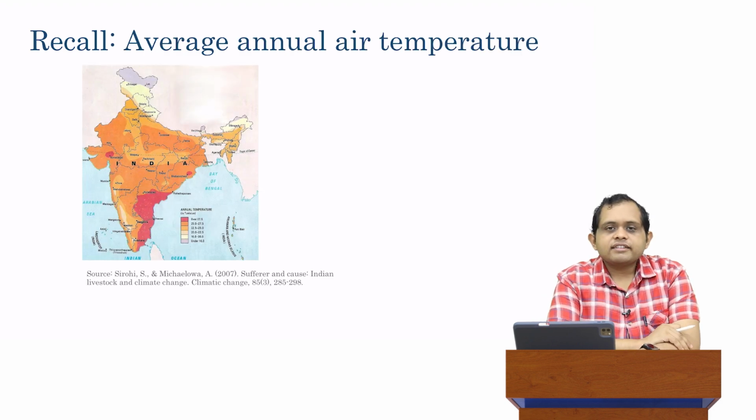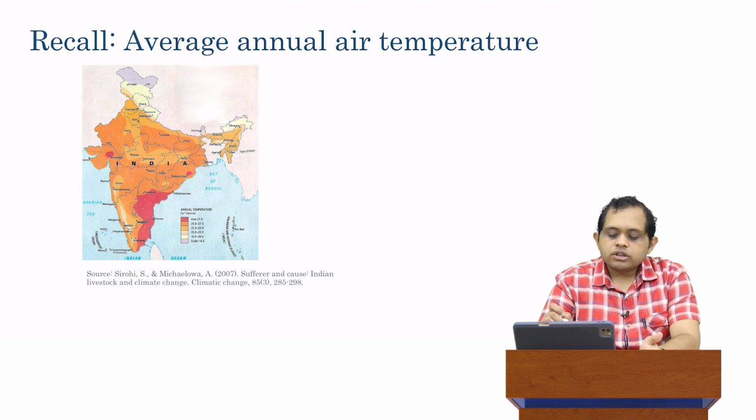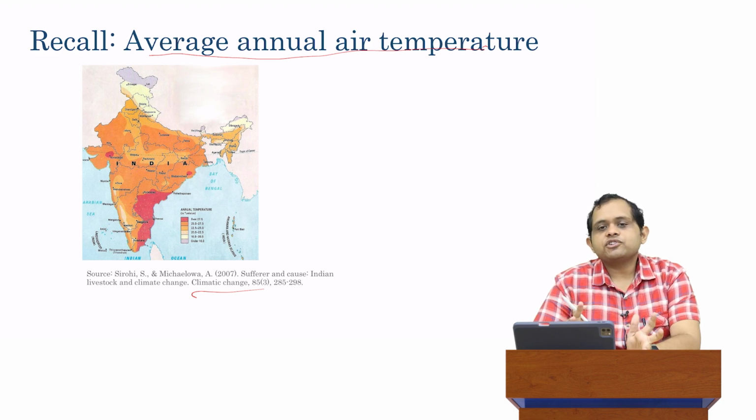Okay, one last thing I want you to remember before we go full on into IRC 58. This map I had shown you previously, but I thought it's a good reminder to show you. This map is taken from a journal on climate change. It is the average annual air temperature over India. And what we see here is, you would think the average annual air temperature is more or less a function of latitude. The closer you are to the equator, the hotter it is.